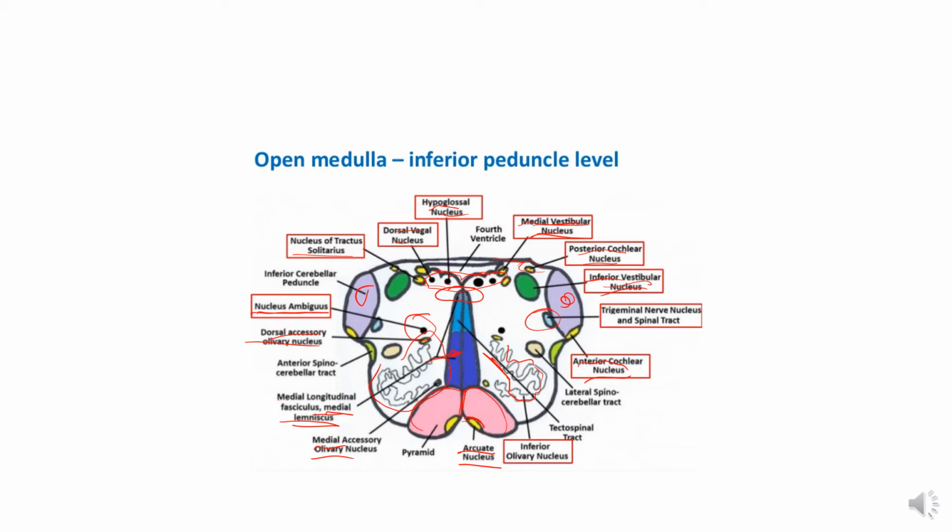The anterior spinocerebellar tract is situated near the surface in the interval between the inferior olivary nucleus and the nucleus of the spinal tract of the trigeminal nerve. So this is the anterior spinocerebellar tract. You can see here the anterior spinocerebellar tract. It is lying between the inferior olivary nucleus and the surface.